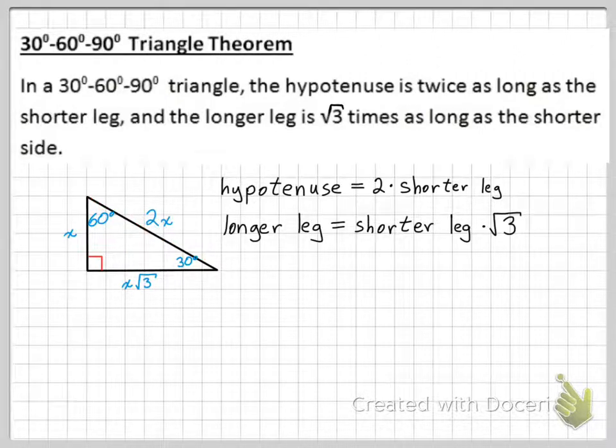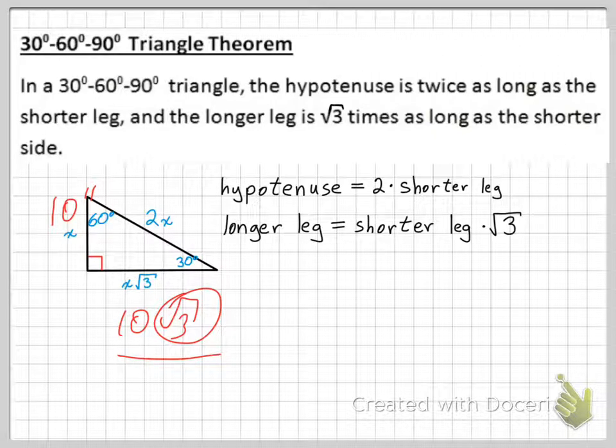The relationship is that to go from the shorter side to the hypotenuse, you multiply by 2. So if this was 10 inches, then you multiply by 2, and this would be 20 inches. To go from the short side to the long side, you multiply by root 3. So if this was 10 inches, then this would be 10 times root 3. Root 3 in decimal form is 1.7321, so if you wanted the answer in decimal form, you would multiply 1.7321 times 10, which gives you the length of the longer side.